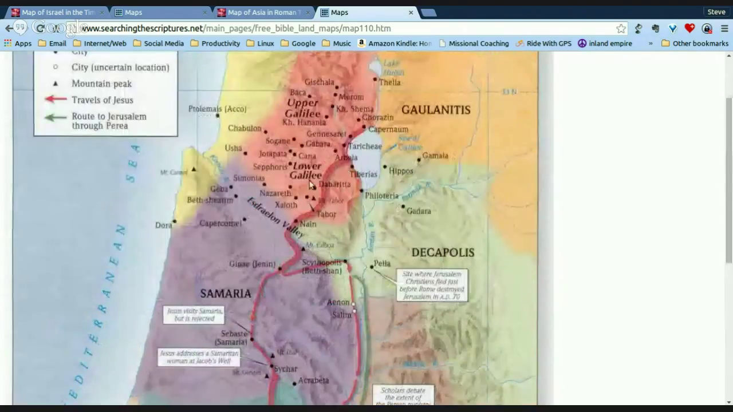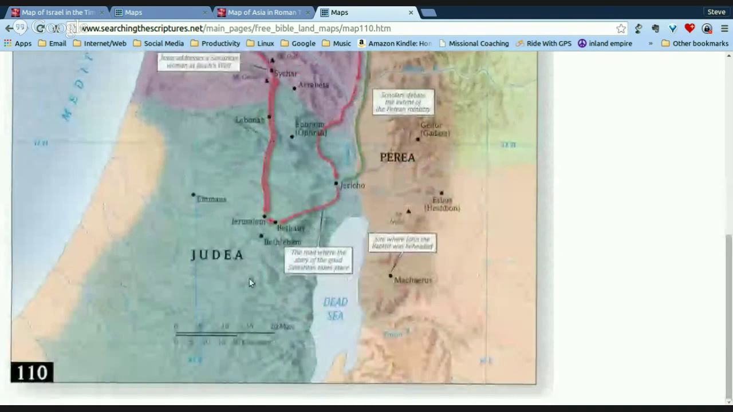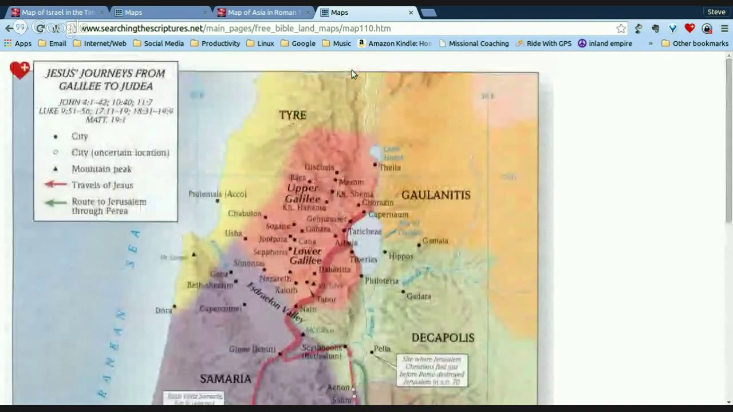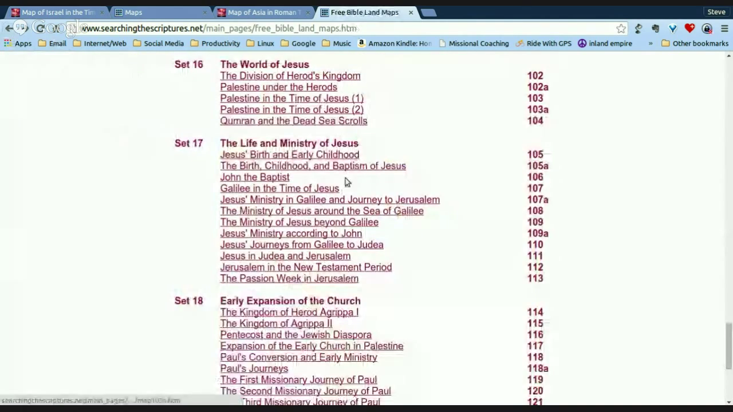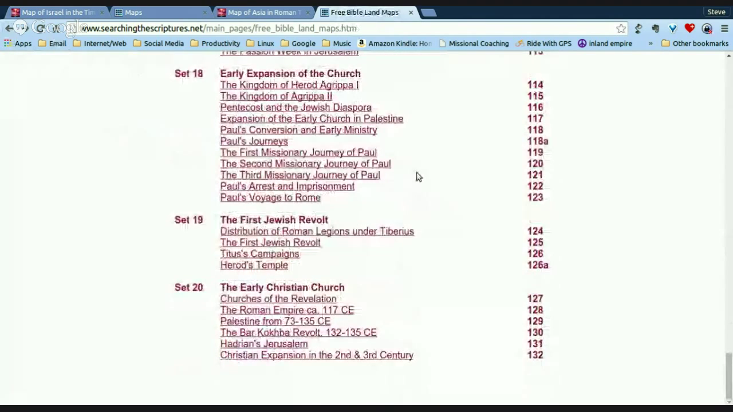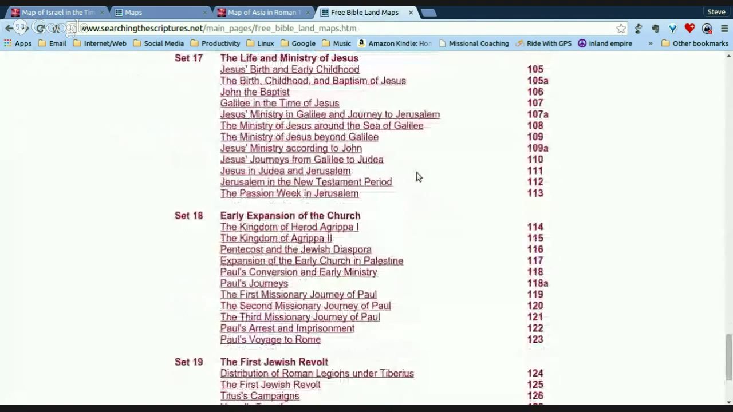So sometimes this geography helps us to kind of understand or even picture some movements of Christ, even some larger movements of Christ as he goes back and forth in his ministry.